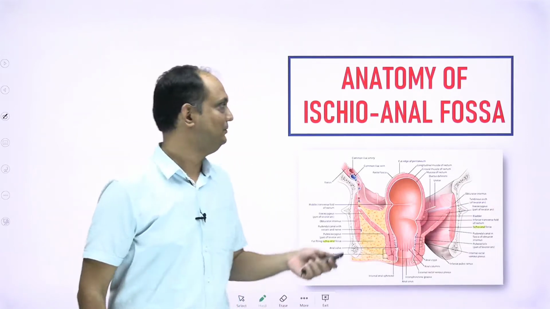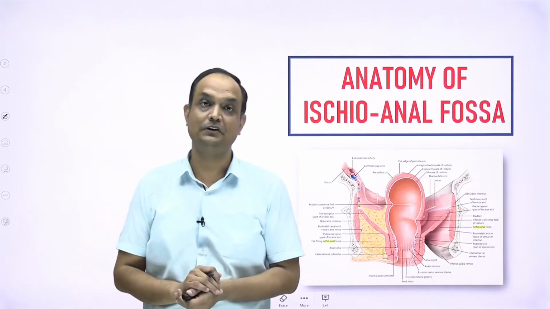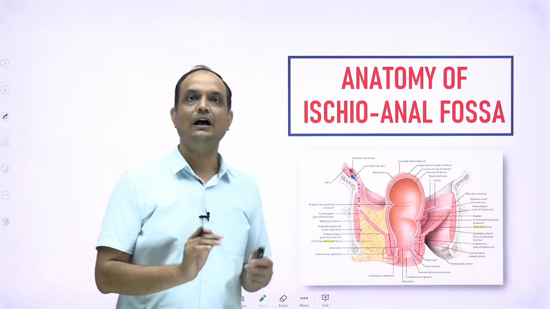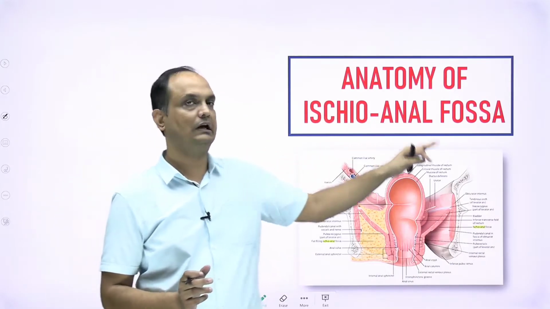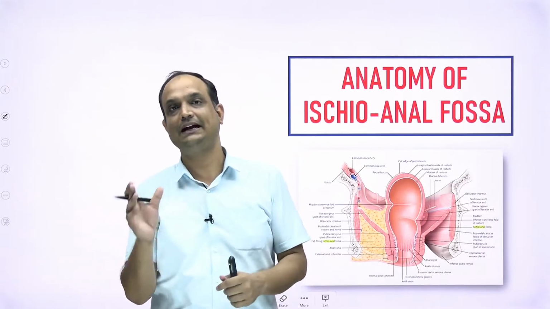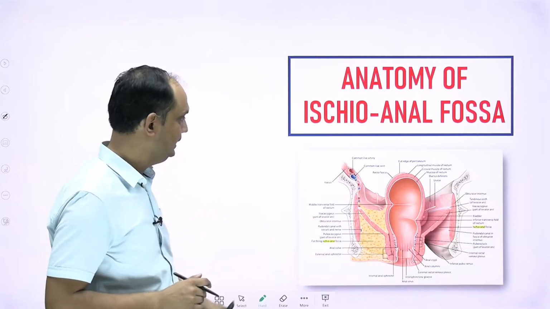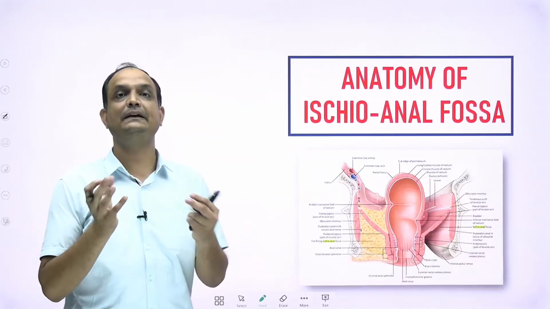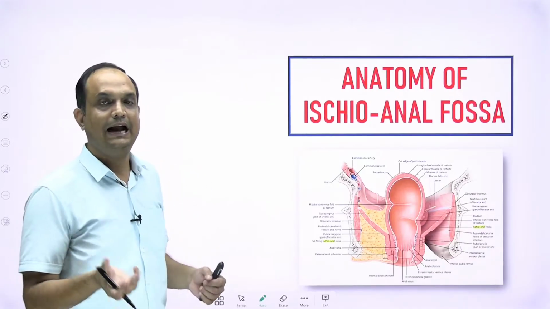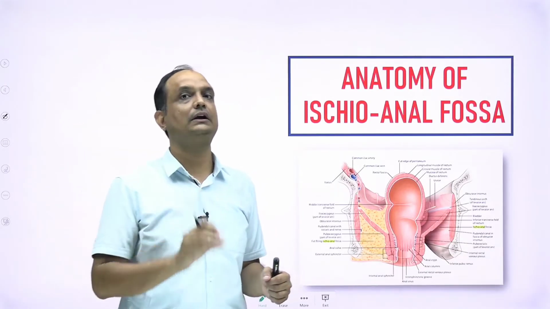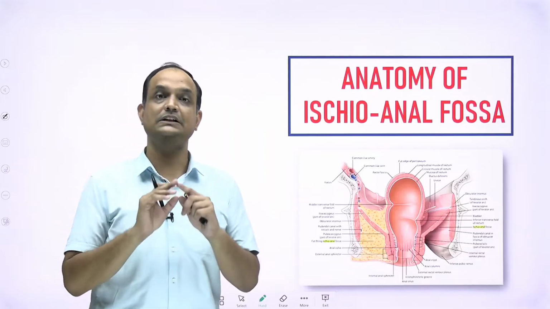Hello students, today we will discuss the anatomy of the ischioanal fossa. Earlier this was known as the ischiorectal fossa, but you have to understand that we are talking about the space around the anal canal. When we use the word ischiorectal fossa, that means the space around the rectum.